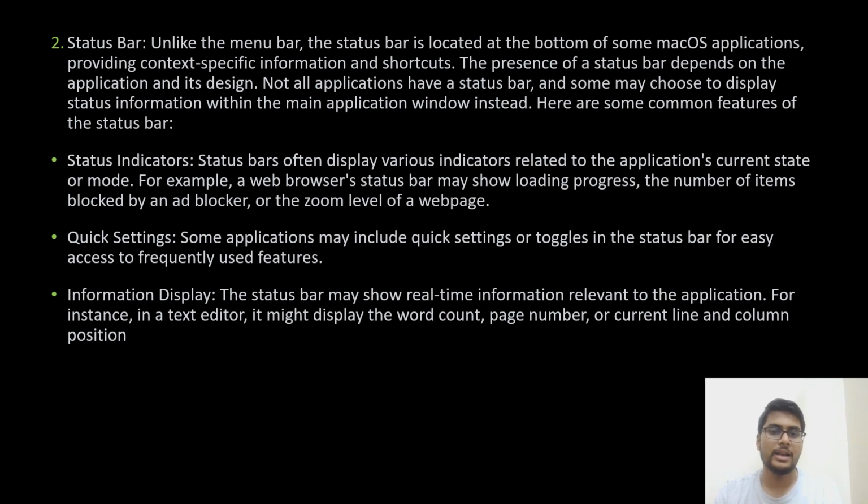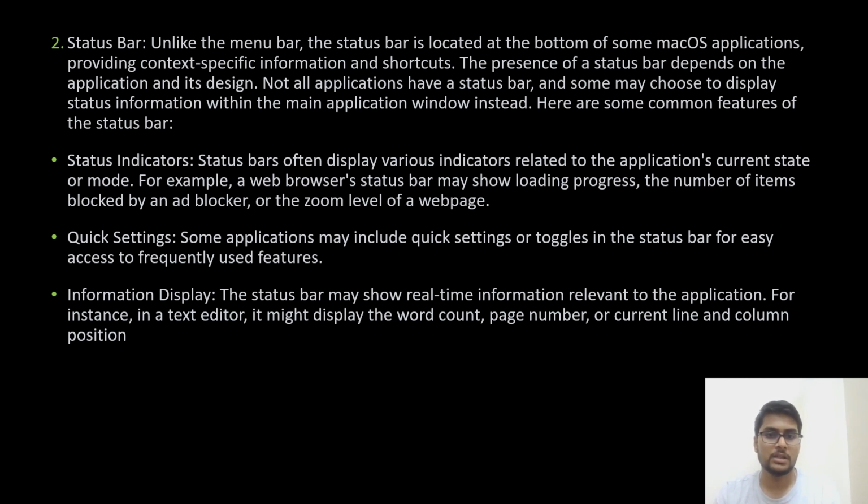Status bar. Unlike the menu bar, the status bar is located at the bottom of some macOS applications, providing context-specific information and shortcuts. The presence of a status bar depends on the application and its design. Not all applications have a status bar, and some may choose to display status information within the main application window instead. Here are some common features of the status bar.